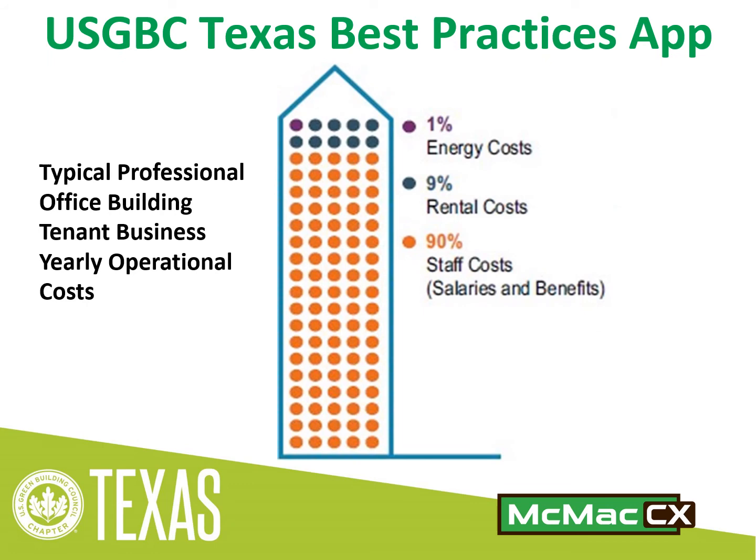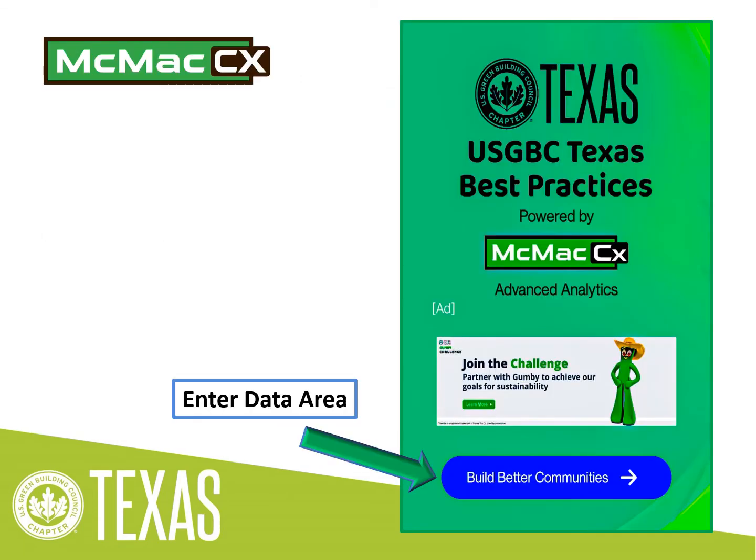Why this is important is the typical professional office building operational cost spends less than 1% on energy. That tenant business spends 90% of its operational annual budget on staff, salaries, and benefits. Let's enter the app.